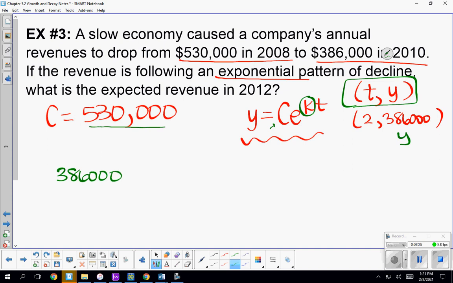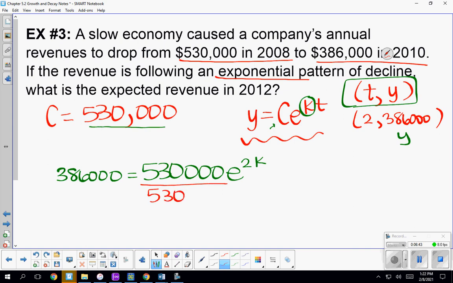386,000 equals C, which is this initial value, times e to the kt power. K is what we're looking for, and the time now is 2 years. So I need to solve this for K. The first thing we're going to do is divide by 530,000. And when I do that, we're just going to divide each of these by 2. And so I get 193 all over 265.